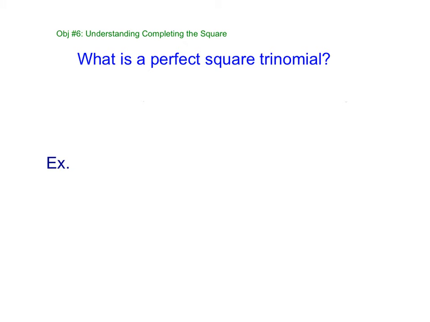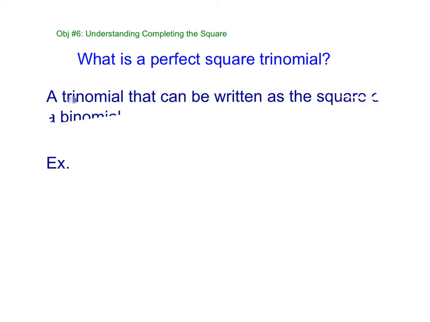All right. Now we're going to get into the other part of this lesson. This is an introduction to what's called completing the square. So what is a perfect square trinomial? A perfect square trinomial is a trinomial that can be written as the square of a binomial. So we know a perfect square is like 9 because 9 can be written as 3 squared. So we're looking at a trinomial that can be written as something like (x + 3) squared.